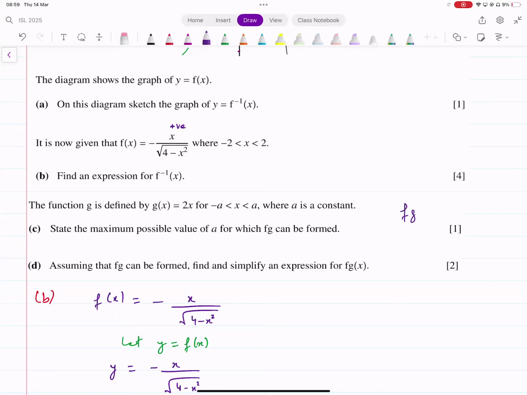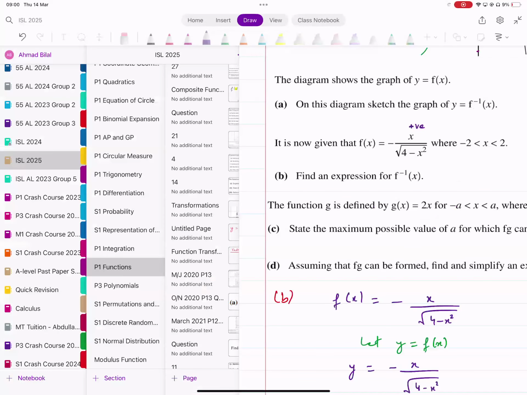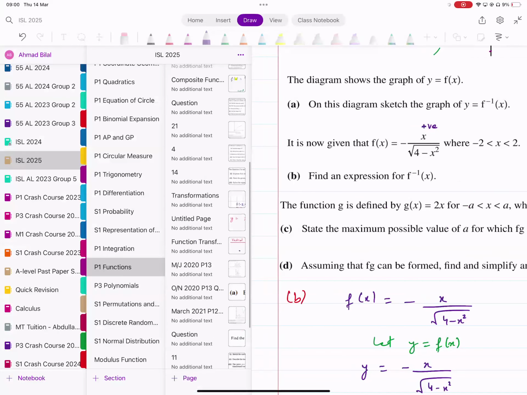fg of x, this is the function that we want to form, right? G is the inner function, f is the outer function. Remember the condition that we had for that? Inner function की जो range होती है, that should be part of the domain of the outer function, right? Range of the inner function should be part of the domain of the outer function. We did this here in functions. This was actually the only tricky part of functions.